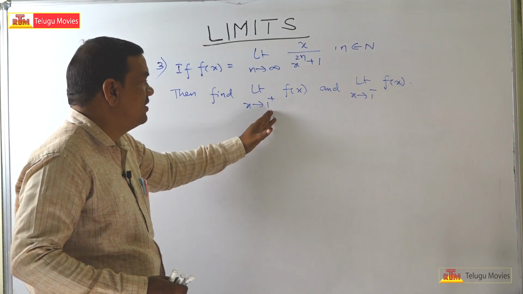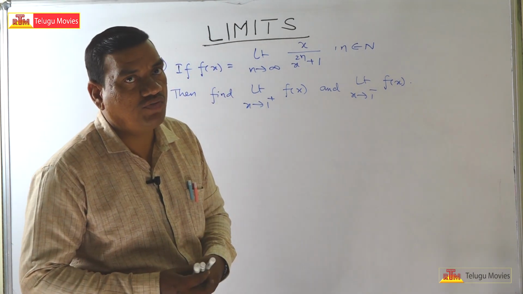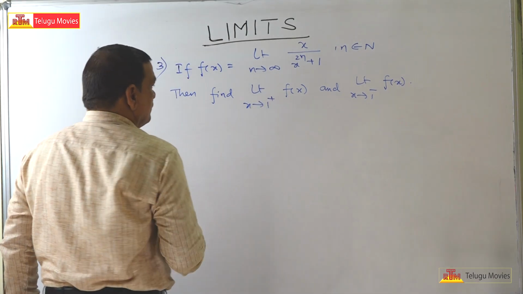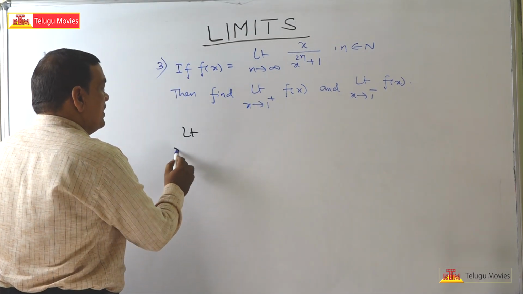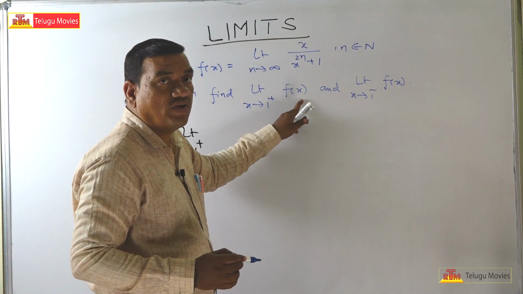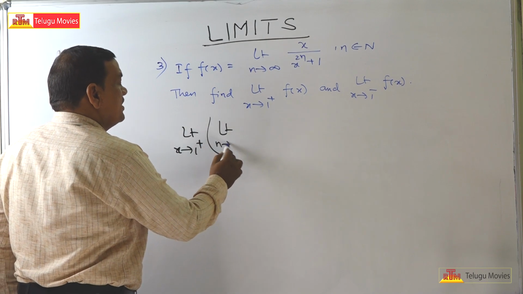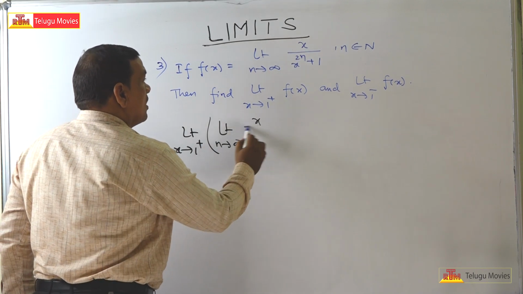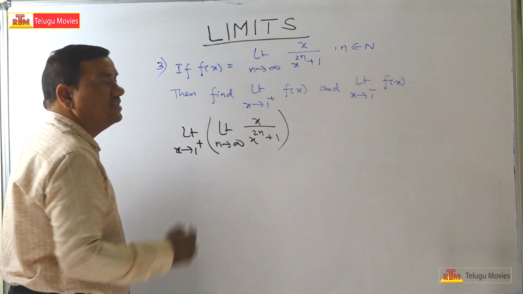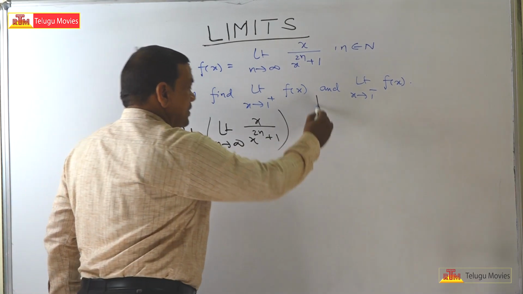That means here we have to find the right hand side limit and the left hand side limit at 1. Let us see the first one. I will find the first one out. That means limit x tends to 1 plus, what is your f of x? f of x is given as limit n tends to infinity x upon x power 2n plus 1, n is a natural number. Okay, now let us see, concentrate on this problem.